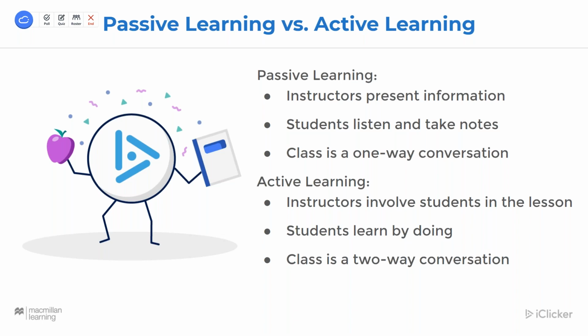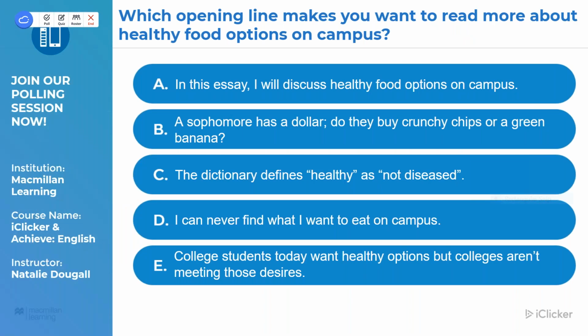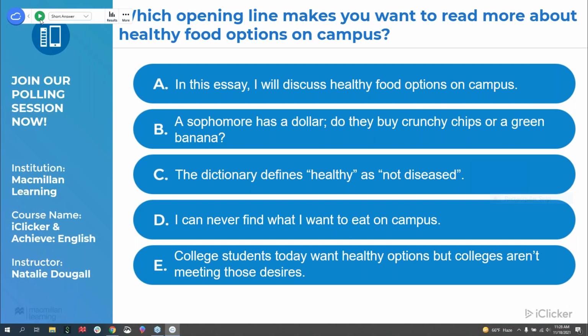And in that way, iClicker is really perfect for the English classroom because English instructors are already doing a lot of these active learning techniques. They just haven't had iClicker as a tool necessarily. So here's an example of a way that you can use multiple choice questions to have an interesting discussion with your students in class.